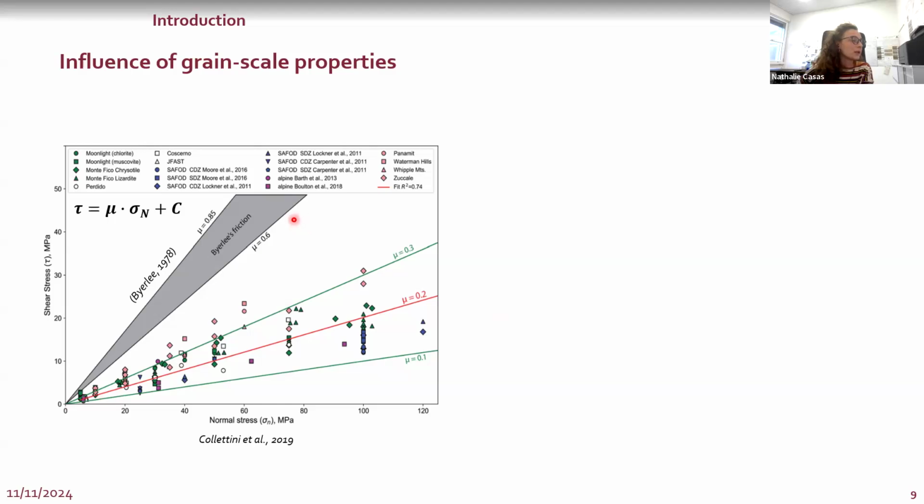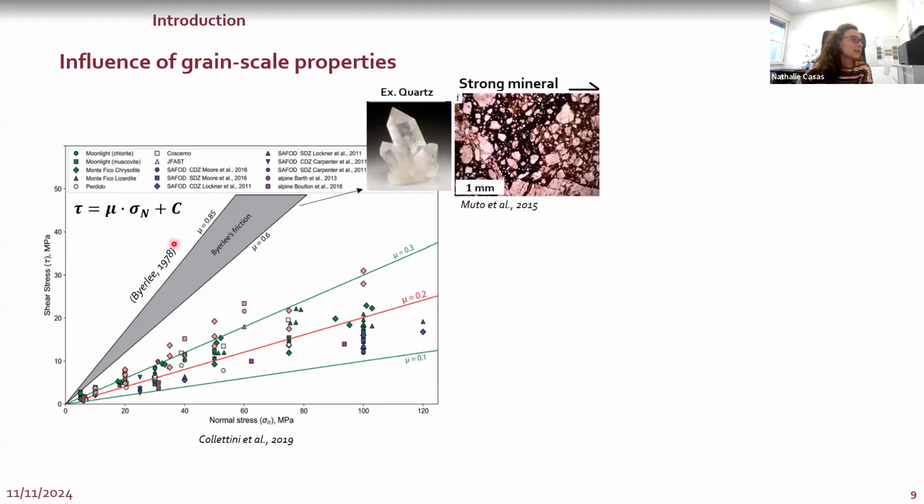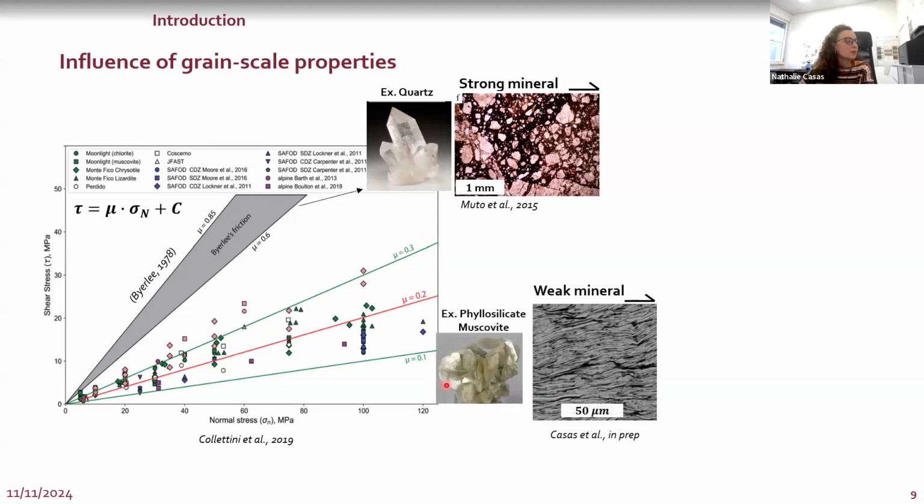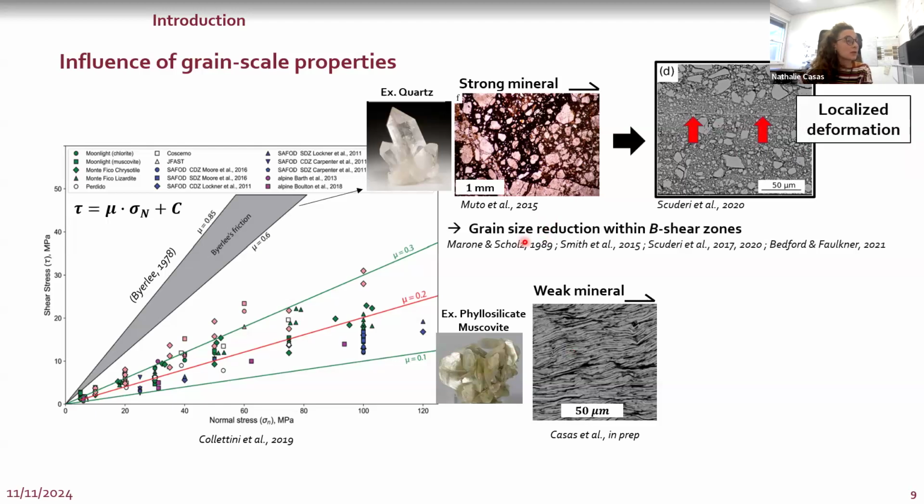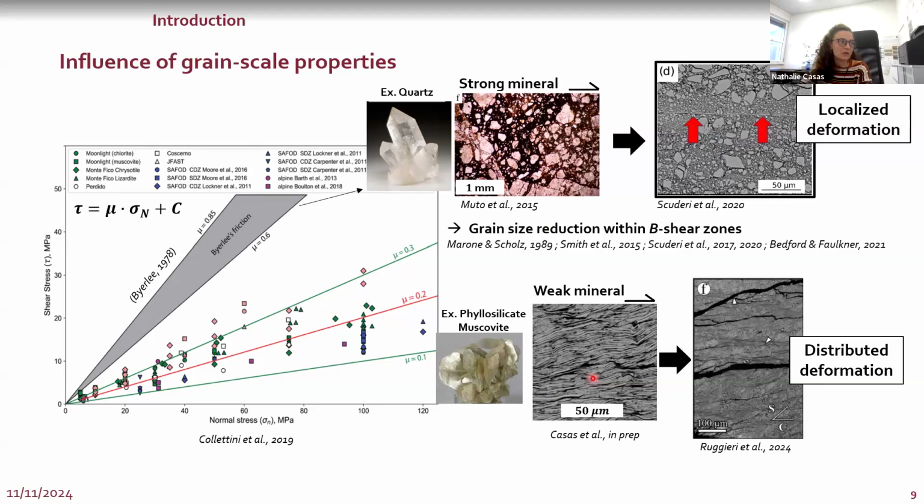And indeed, what we know is that this very high friction corresponds to strong minerals, for example quartz particles that are mainly granular, while these lower friction coefficients mostly correspond to phyllosilicates, as for example muscovite, which are weak minerals and can be many different types of weak minerals that are mostly platy minerals. And these strong minerals will tend to produce an important grain size reduction and mostly localized deformation, while these weak minerals will tend to produce more distributed deformation.